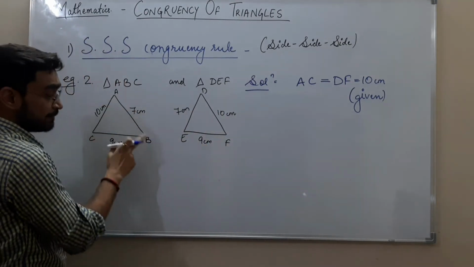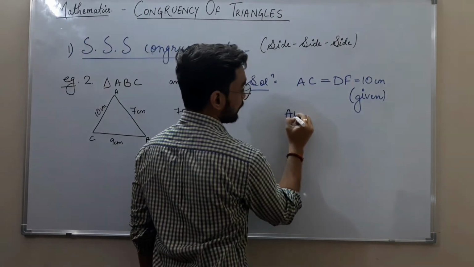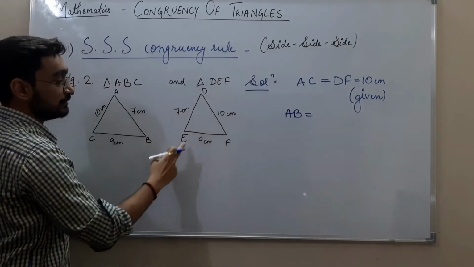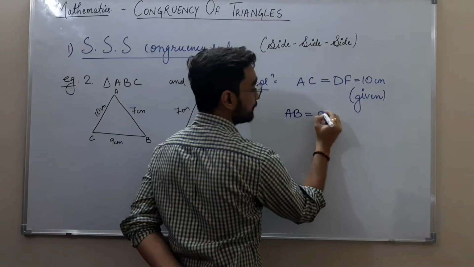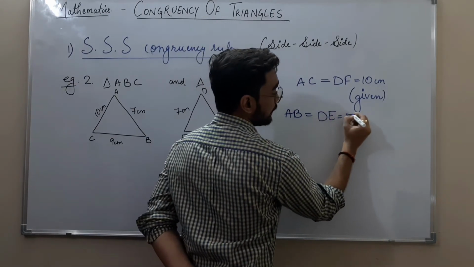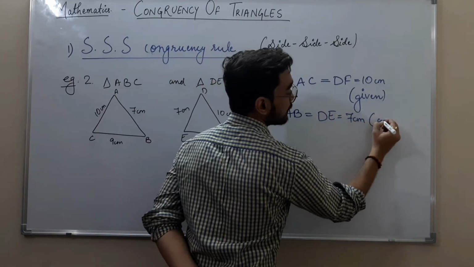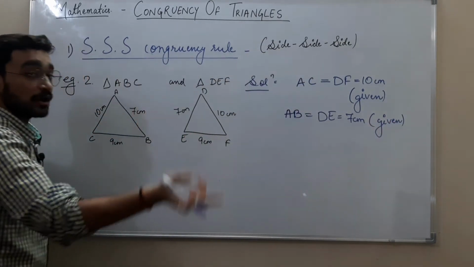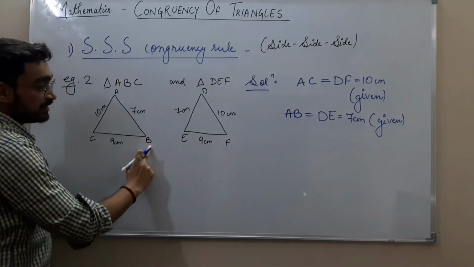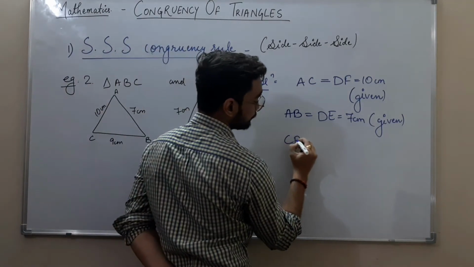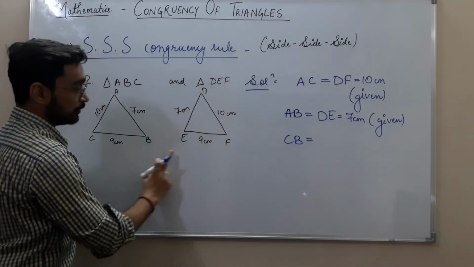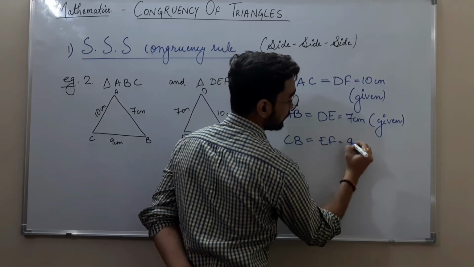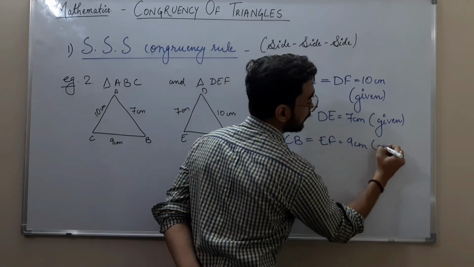Can I say that AB, meaning 7 centimeter, is equal to DE, meaning 7 centimeter. So DE equals 7 centimeter. Here also I can write that it is given to me in the question. Now the third thing, CB is equal to EF, that is equal to 9 centimeter, and it is also given to me.